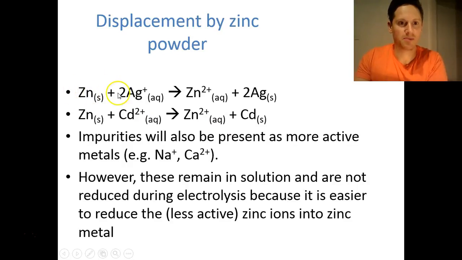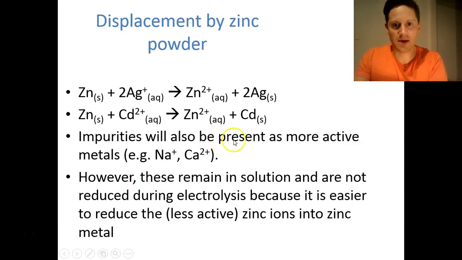So zinc plus the less active metal ions, we're going to get zinc ions, which will be helpful for the next step, and you're going to get this metal. Now those metals will obviously be solids. They're going to come out of solution, and then they can be removed. It's easier to remove the less active metal ions as metal than the zinc ions.